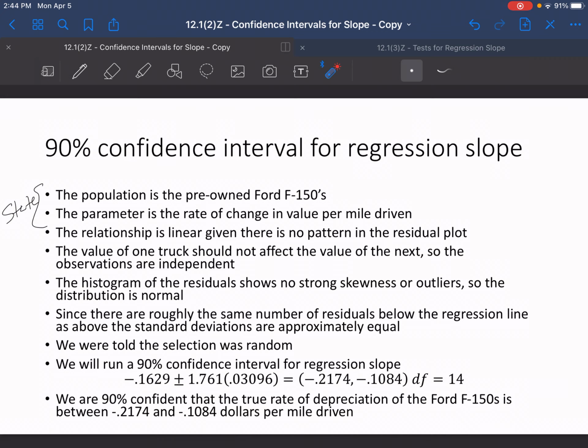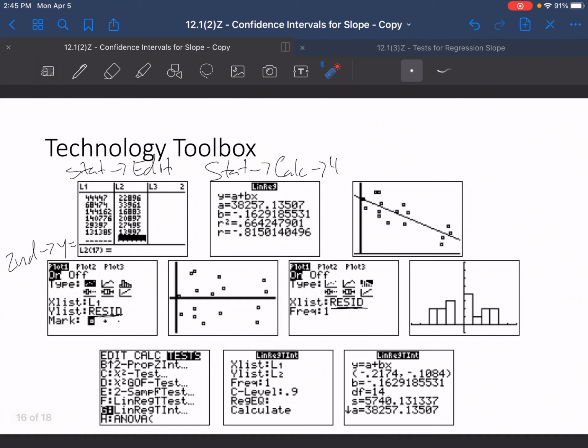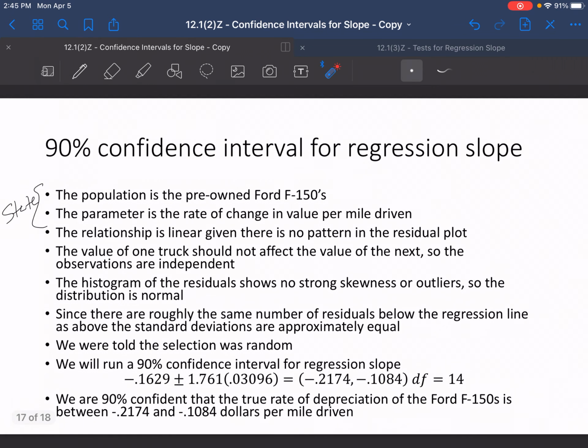Next, we're going to check the equal standard deviations. Since there are roughly the same number of residuals below the regression line as above, the standard deviations are approximately equal. So again, we're looking at our residual plot right here, and we're really checking to see, does it look like there's a lot more on top or a lot more on bottom of that residual line? And really, no, there's not. Because of that, we can say that there's equal standard deviations at this point. So that condition checks off as well. And then we were told that the selection was random in the problem, and so that takes care of all of that.